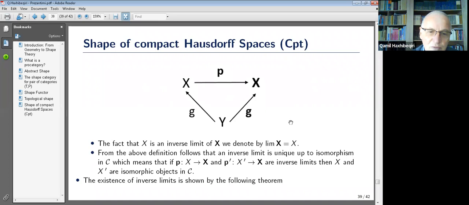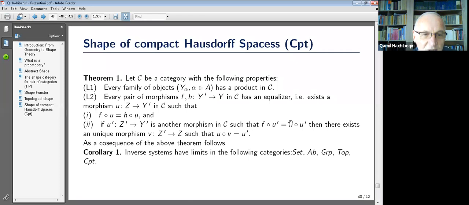Pro-C. The fact that X has an inverse limit is denoted by lim X. From the above definition it follows that an inverse limit is unique up to isomorphism in C, which means that if P from X to the system X and P' from X' to X are inverse limits, then X and X' are isomorphic objects. The existence of an inverse limit follows from this theorem.